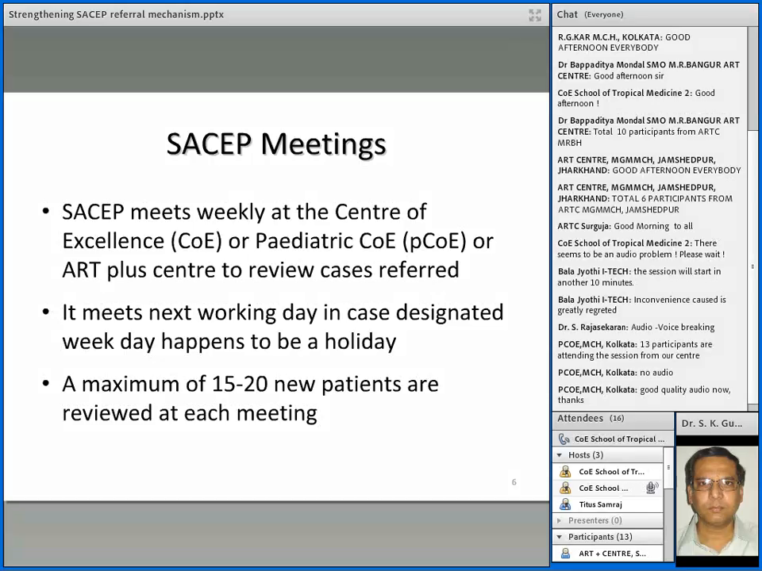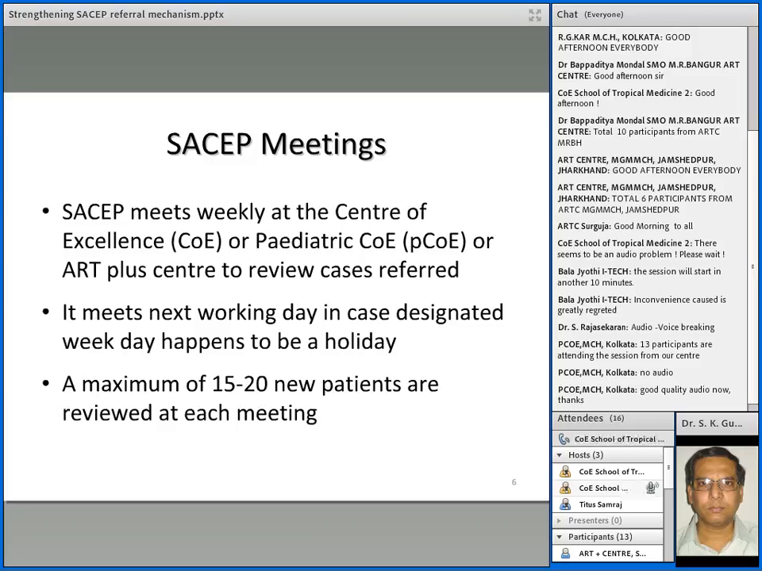Excellence or Pediatric Center of Excellence or ART plus centers to review the cases that are referred to them. It's usually once a week, but if there are large case loads, say for example when the JJ started initially, they used to have SACEP twice weekly. On the other hand, in certain states like, say, Manipur, in Imphal, RIMS, on second Saturdays they don't conduct the SACEP. So depending on the case load and the local issues, SACEP meetings are usually held once a week.